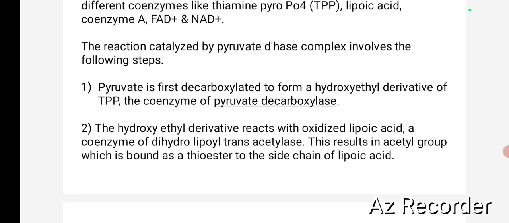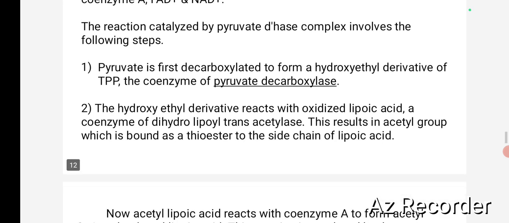First, pyruvate is decarboxylated to form a hydroxyethyl derivative of thiamine pyrophosphate, the coenzyme of pyruvate decarboxylase. Second step, the hydroxyethyl derivative reacts with oxidized lipoic acid, a coenzyme of dihydrolipoyl transacetylase. This results in an acetyl group bound as a thioester to the side chain of lipoic acid.